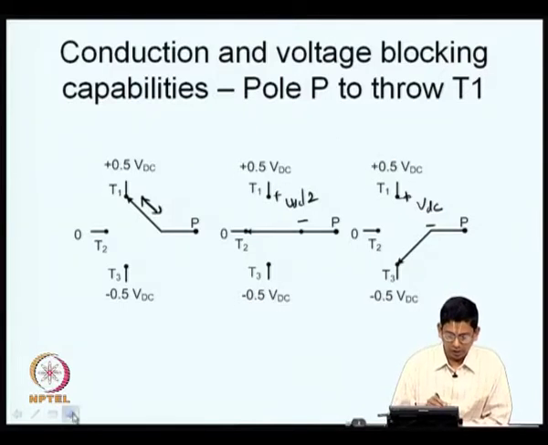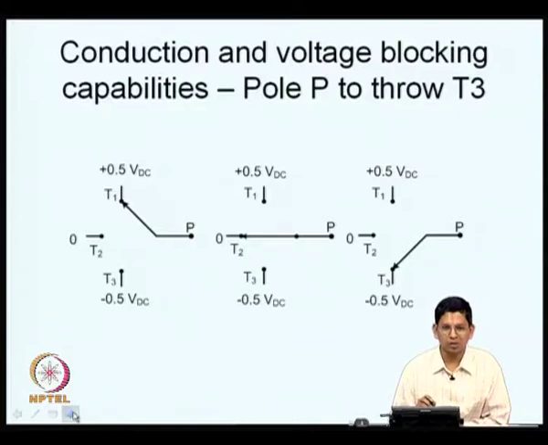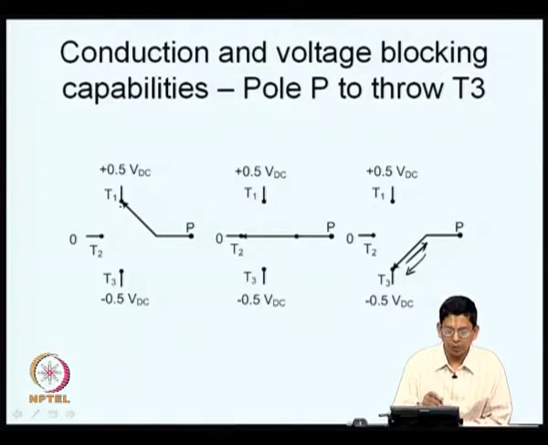So, if you look at the second pole to throw 3, the story is the same. When it is connected between pole and throw 3, you need a bidirectional conduction now. When this pole P is connected to throw T1, P is basically connected to the positive bus, T3 is always connected to the negative bus, and it has to block a potential equal to VDC. Whereas, if you take this case, again the polarity is the same, it is blocking, but the voltage blocked is only VDC by 2, and VDC is higher of these two, right.